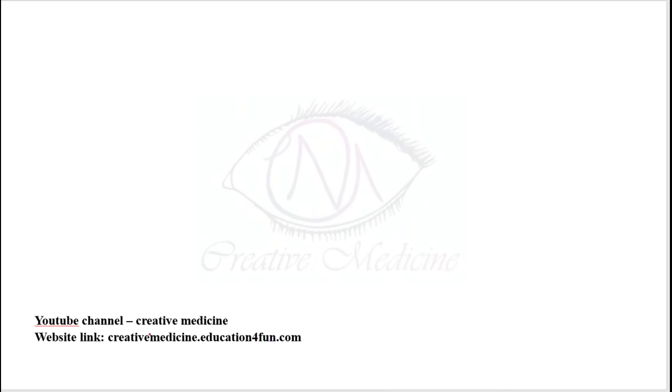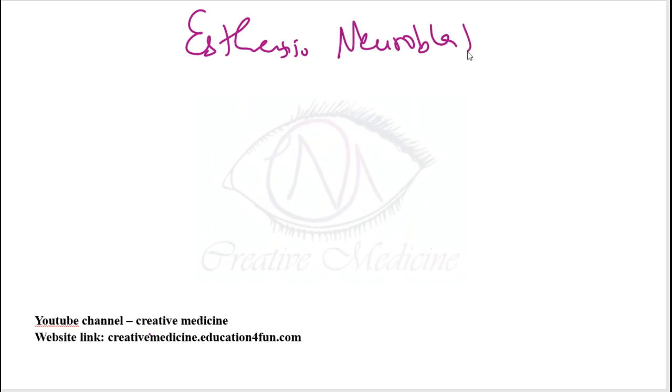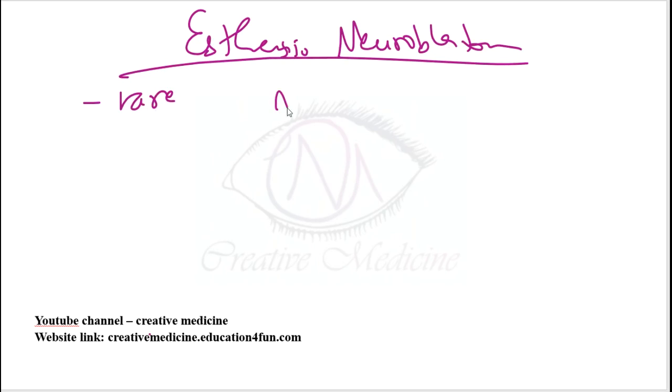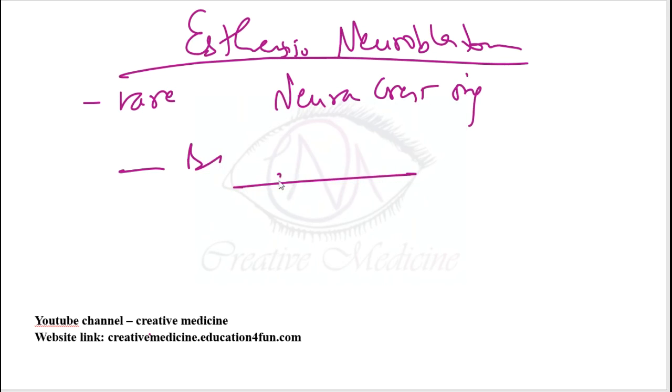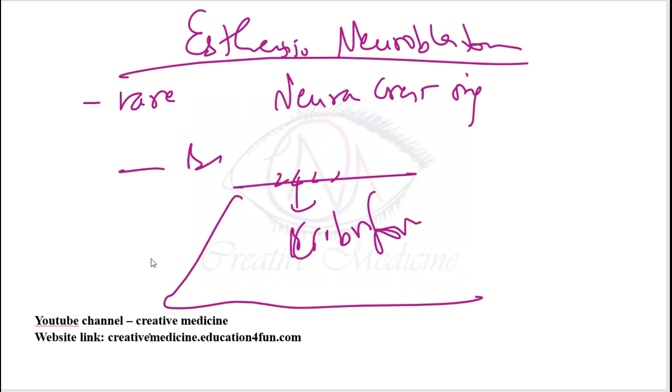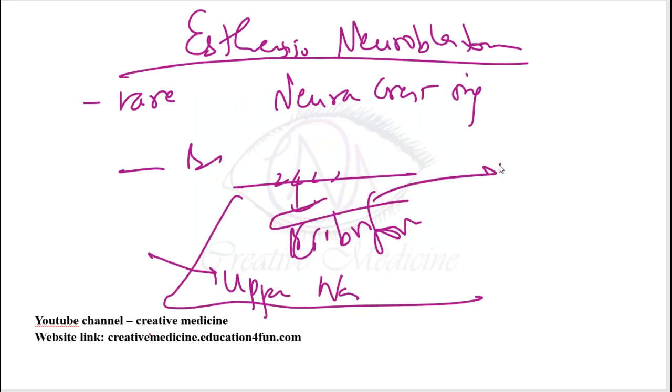Then we have something called esthesioneuroblastoma. It is a rare tumor of neural crest origin. It arises from the basal cells of the olfactory mucosa, especially of the cribriform plate, and also from the upper nasal wall and the superior turbinate.